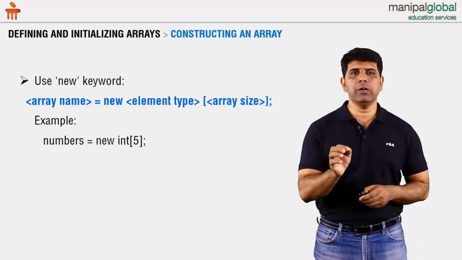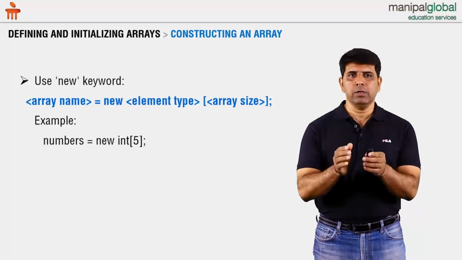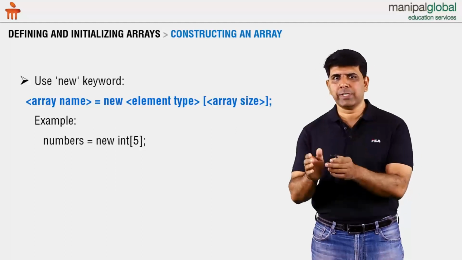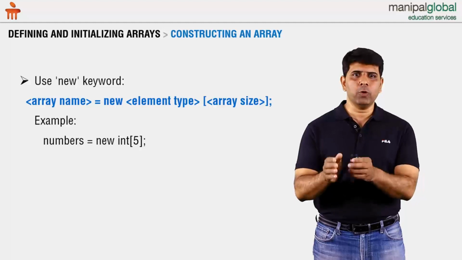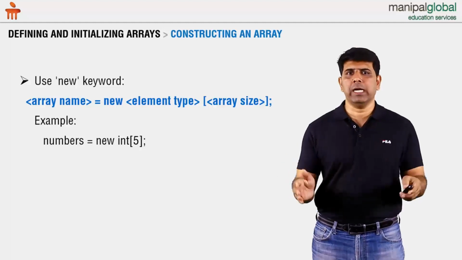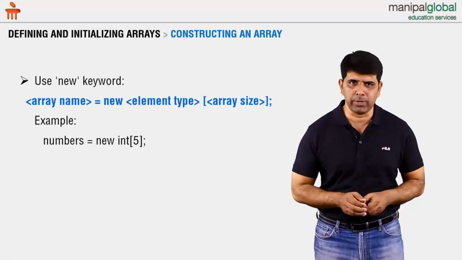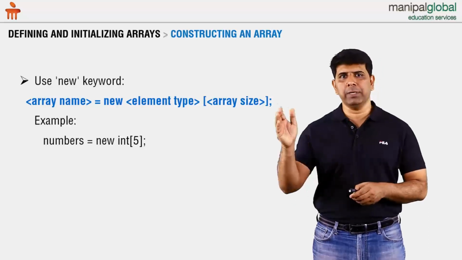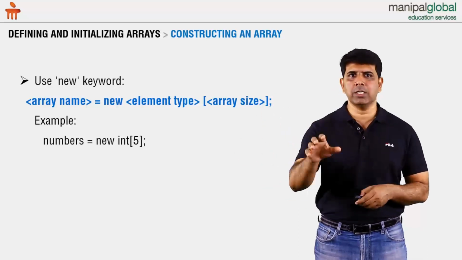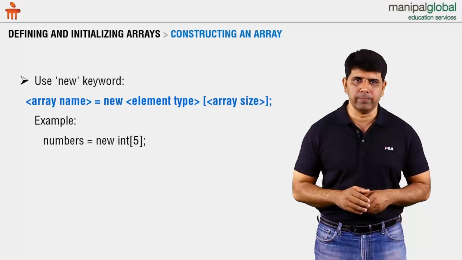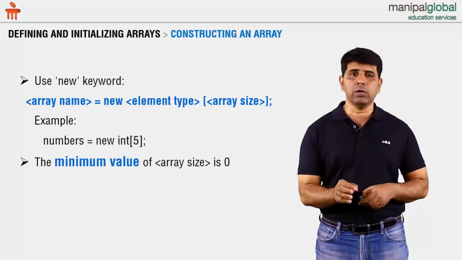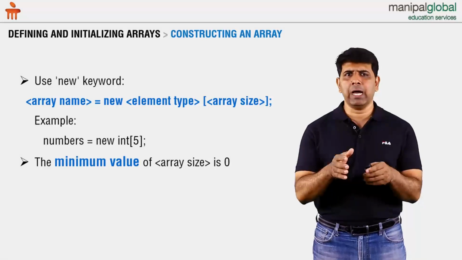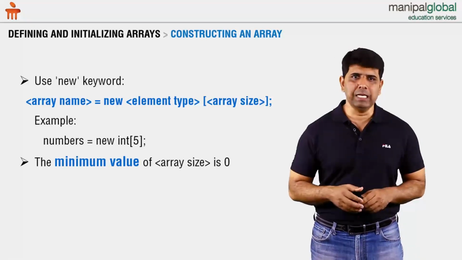Now this allocates a size of, for example, 5 times the size of an integer. That happens to be 4 bytes into 5, so 20 bytes are contiguously reserved in the memory. It is compartmentalized as one integer, second integer, third integer and so on. Now the minimum value of the array size that you can use is 0, just to indicate that, hey, I have an array but it doesn't have any values.